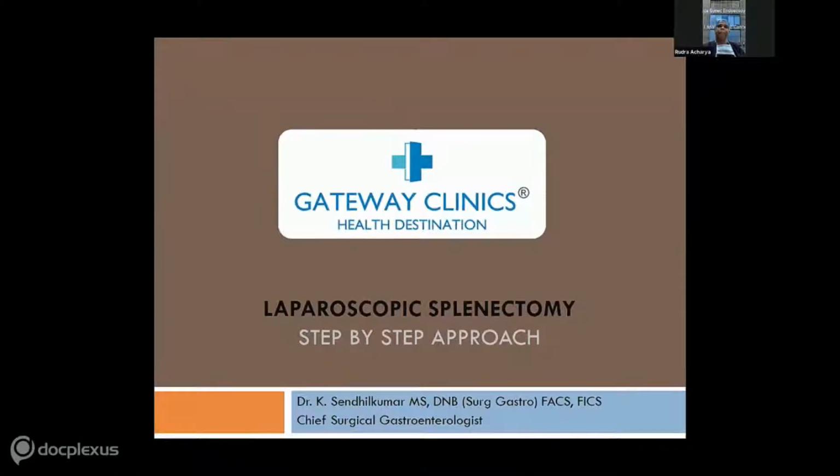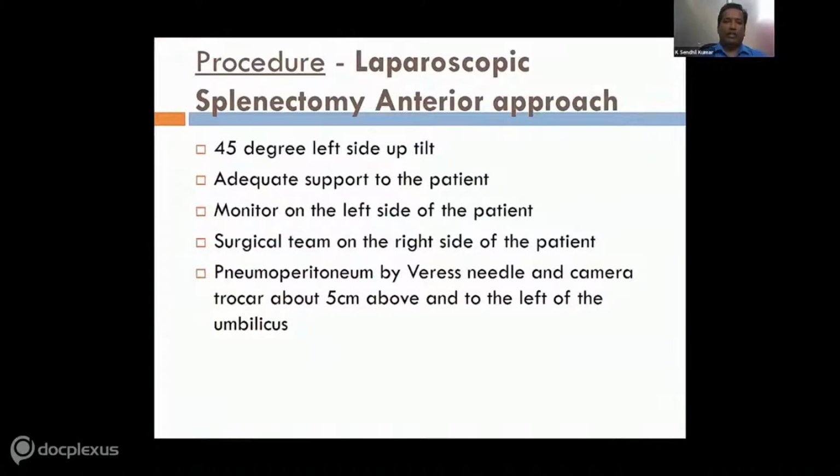Thank you. So I'm going to talk about the procedure laparoscopic splenectomy. Mostly we go with the anterior approach. The patient is placed in a 45-degree left side up tilt, and we have to adequately support the patient with pillows and straps. We keep the monitor on the left side of the patient, and the surgical team is on the right side. Pneumoperitoneum we create with a Veress needle, and the camera trocar is inserted about 5 centimeters above and to the left of the umbilicus.